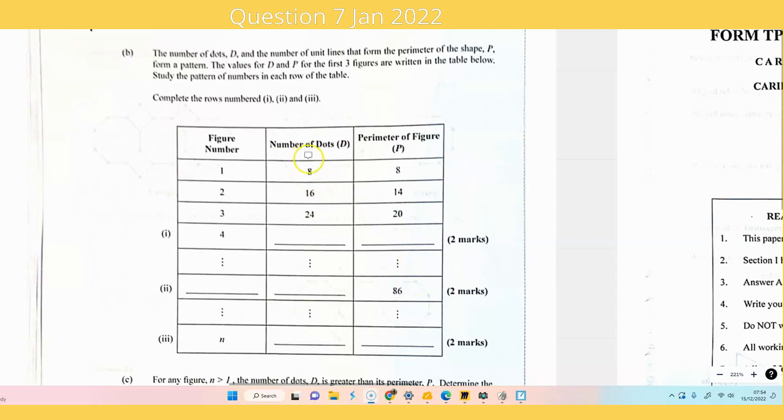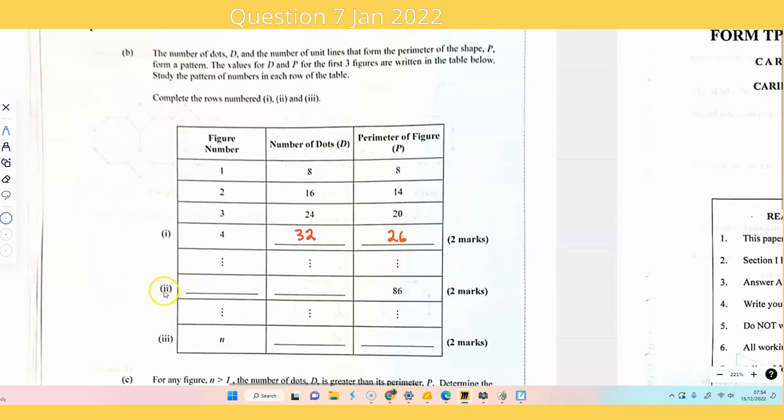So let's look at the number of dots and study this pattern. We have 8, 16, 24. That's the 8 times table. So if this is 4, 8 times 4 should be 32. So we can complete this part. That should be 32. And for this one we have 8, then 14, then 20. It's going up by 6. So that should be 26.